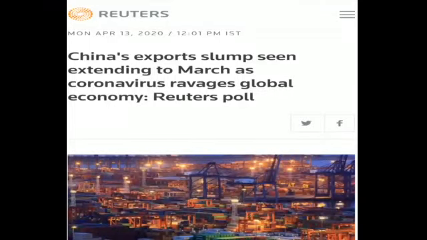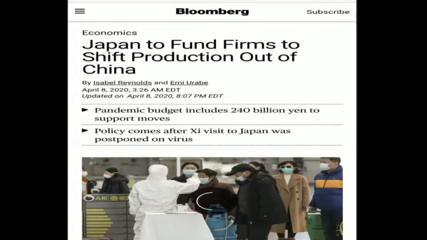So what happened after Corona? Exports were seen dropping in China. So the companies and the countries started moving their production units out of China. The first one to do so was Japan. Japan gave its companies a 240 billion yen package to move the production units out of China.